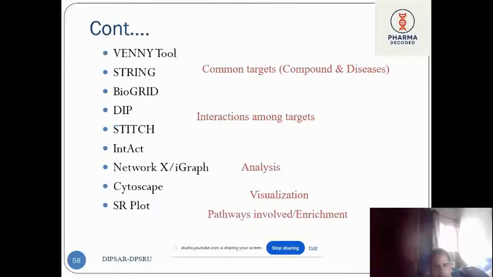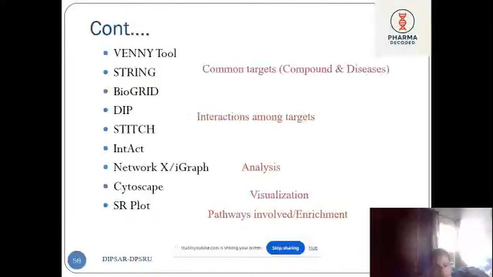Then you can identify the common targets by Venny or by advanced Excel as well. Then you check the interactions among the common targets by STRING, BioGRID, STITCH, IntAct. And then you can create and analyze the graph using NetworkX in Python. I request every one of you to use this or the R package, because the beauty of these two is that they are freely available, and you can do a lot of analysis with them.